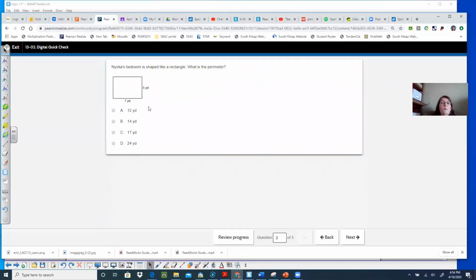Okay, on this one, we have a rectangle. We want to know what its perimeter is. This side is 5. This side is 7. Remember, opposite sides are equal and parallel. So this side also has to match that side. This side matches that side. So if it helps you to stack them and add them, please do. If you need to hit pause, hit it now.